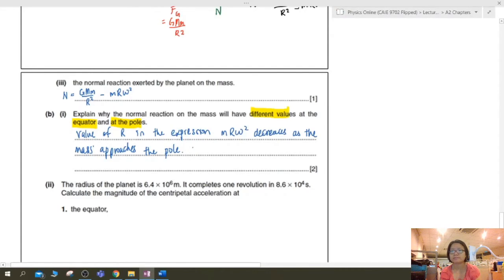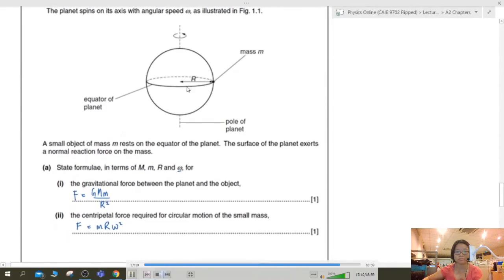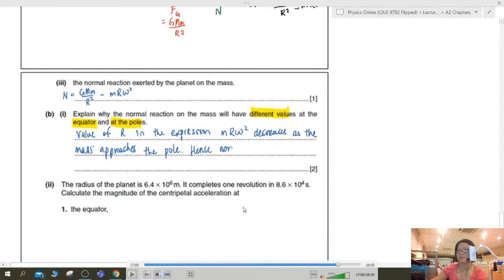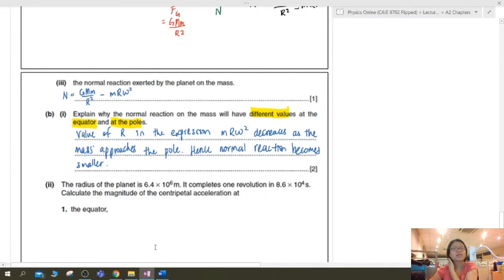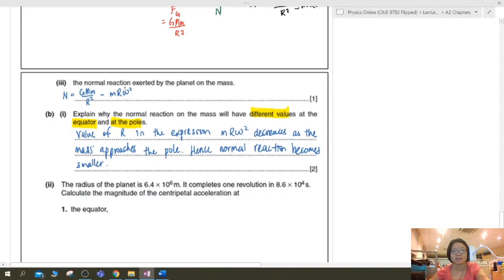Okay, and the second point would be hence the normal reaction, because if this one decreases, then the normal reaction will become smaller. Wait, my bad, it's not smaller. The normal reaction actually becomes bigger. Think about this one. If your m r omega squared decreases, this expression becomes smaller, so your normal will be closer to your weight. So in other words, at the equator, when you stand on the weighing machine, you're actually slightly lighter. The reading is slightly smaller compared to the poles. Slightly, not a lot. You are not that much lighter. Don't be in denial. So the normal reaction becomes greater. I will correct this before you find them in your OneNote.